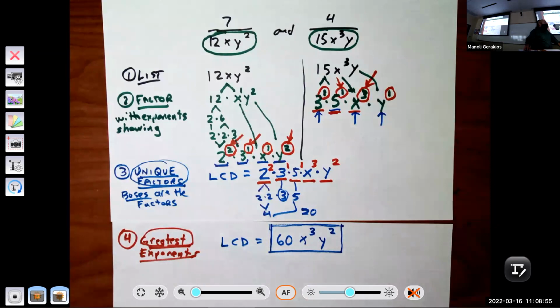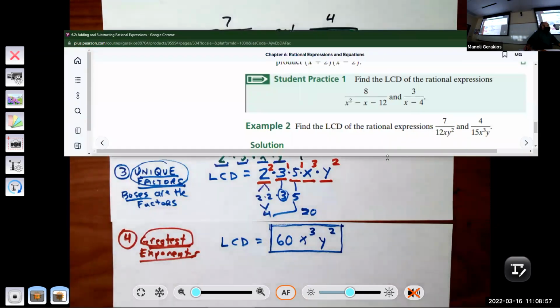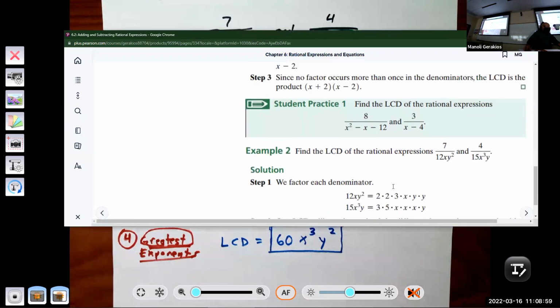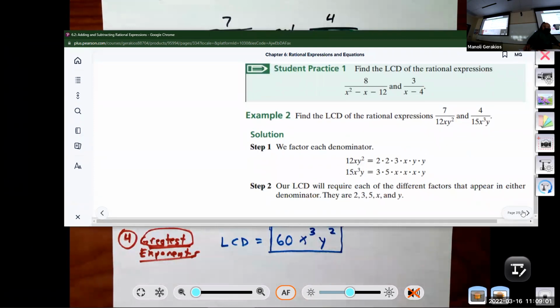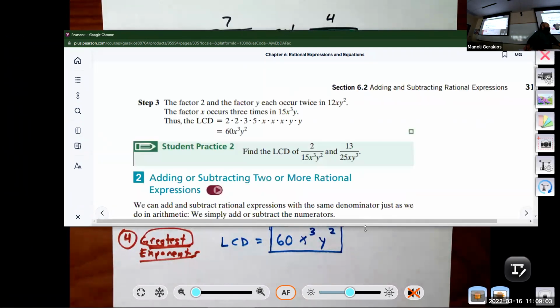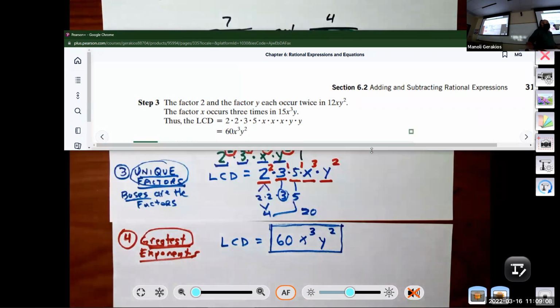Okay, so your book does their 3-step process. I'm not a big fan of the way that they do it, but in the end, did we get the same answer? See, 60x cubed y squared. That's our answer, right?